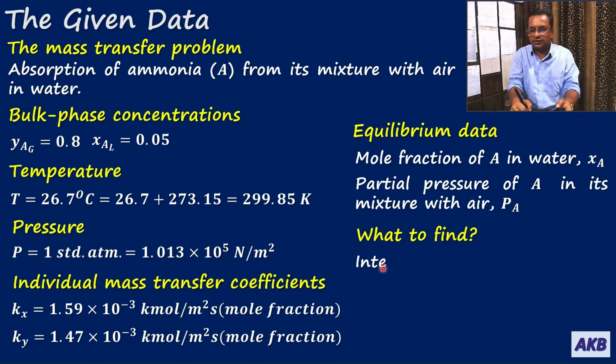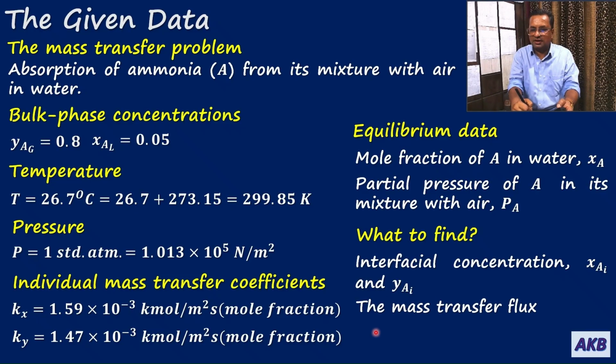And what to find? We are supposed to find the interfacial concentrations, that is Xai and Yai, and then we have to find out the mass transfer flux, which is ENA. So whatever is given to us, I have listed over here, and based on that information, we are supposed to find out interfacial concentrations, Xai and Yai, and the mass transfer flux, that is ENA. So let us continue with this.